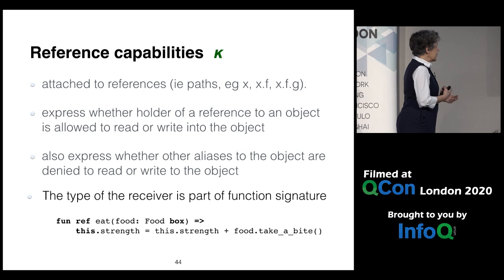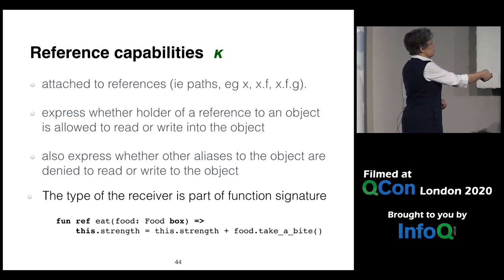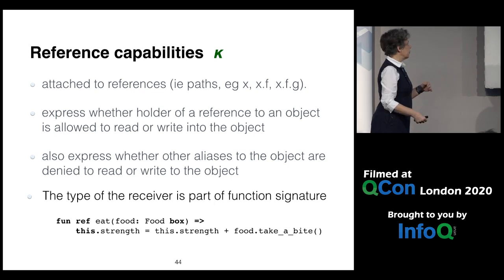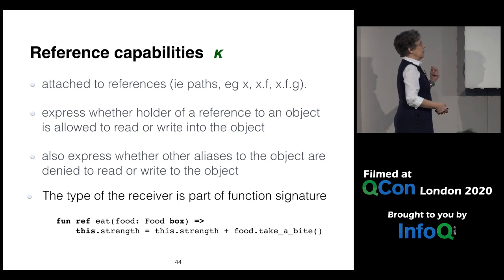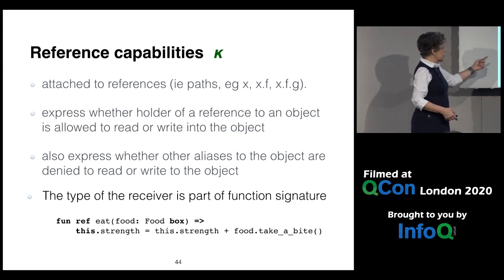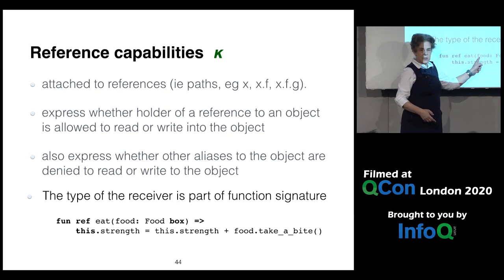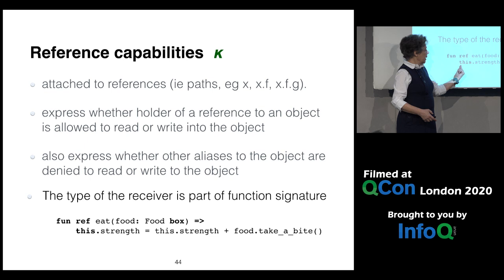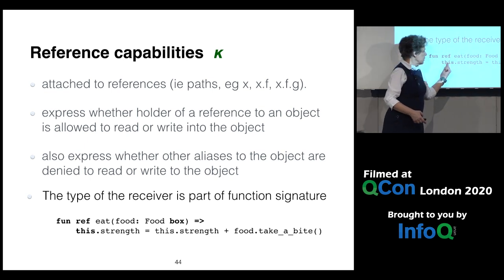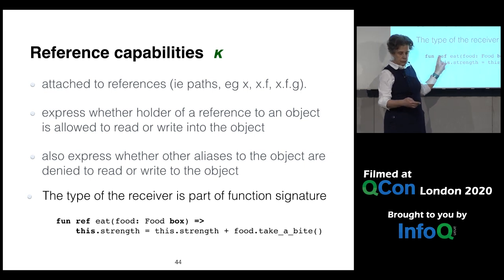Right, so the reference capabilities are attached to the references, which are paths, things like x.f, x.f.g, when we're looking up more fields, and they express whether the holder is allowed to read or write, and say something about the other objects. And also note that not only do we have capabilities for variables and arguments, we also have a capability for the receiver. So here we are saying this function is modifying the receiver, therefore it needs a ref capability for the receiver.